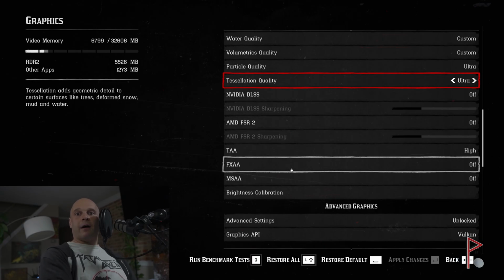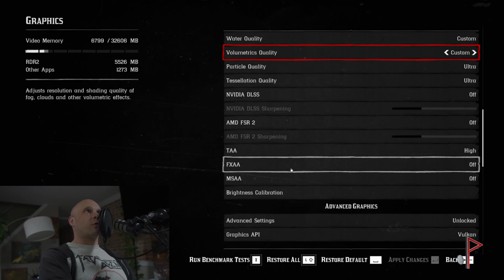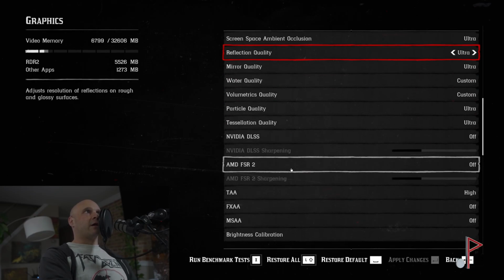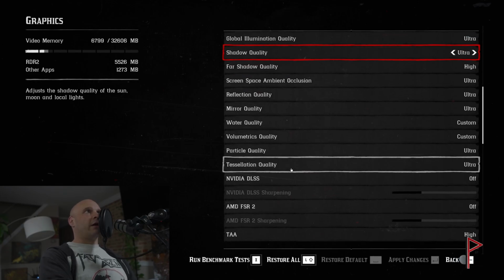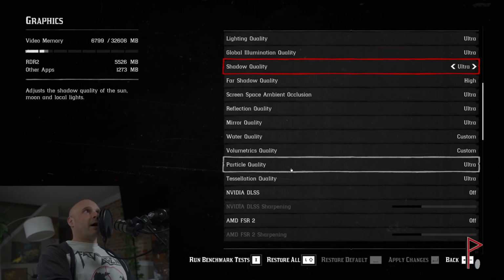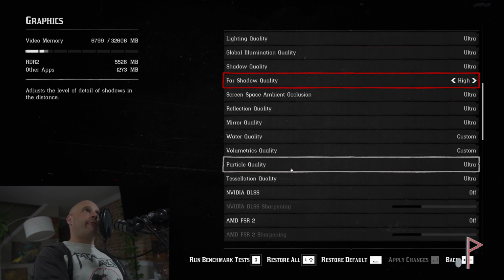Lots of little triangles for the displacement map to work on. Particle quality, we talked about the particles. Volumetrics, we talked about. Water, we talked about. Mirror quality, yeah, sure, why not? Now, screen space ambient occlusion, we already talked about. This is the actual setting that you want to turn on. Shadow quality and far shadow quality. This is kind of how I think about near and far. I don't see the far away as much. Why devote as many resources to the far shadows?